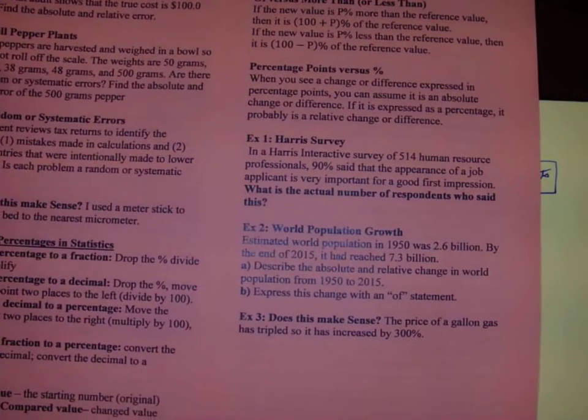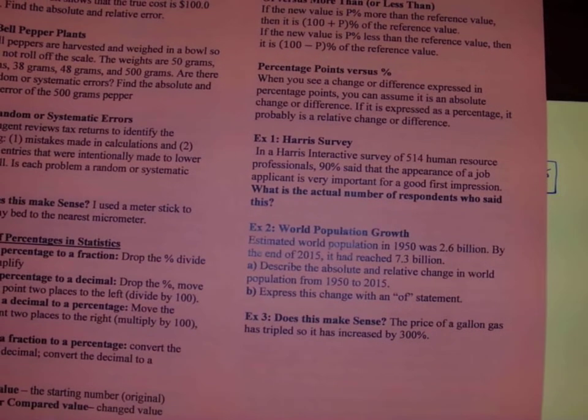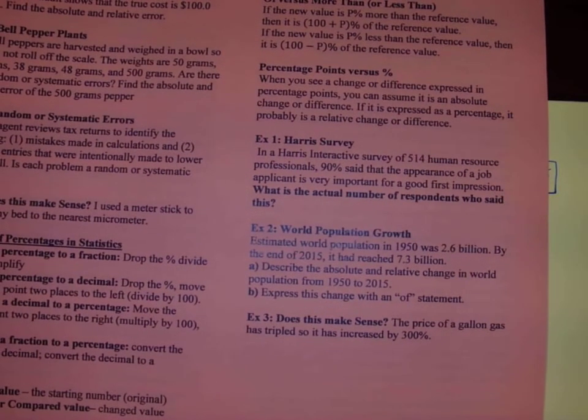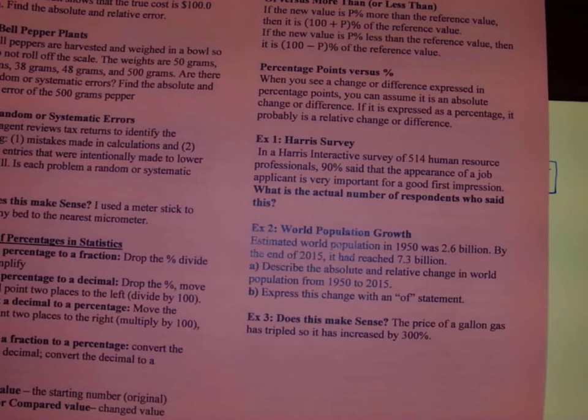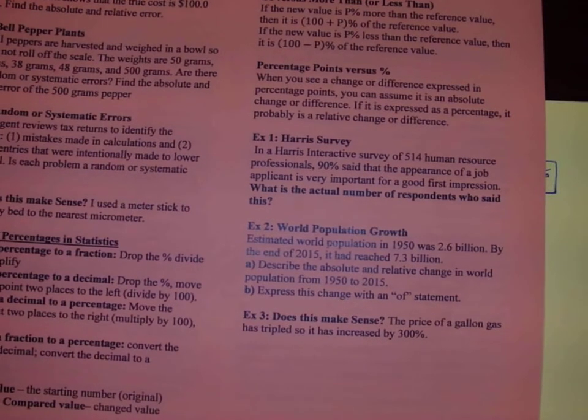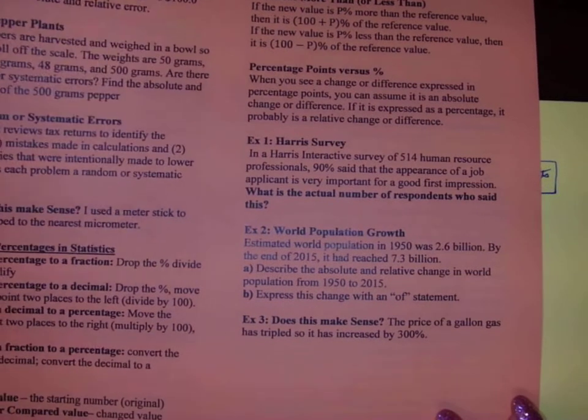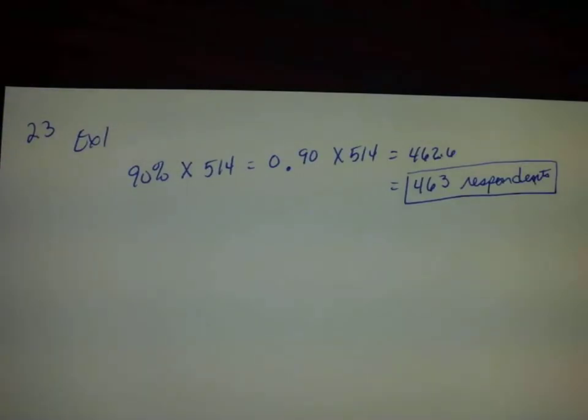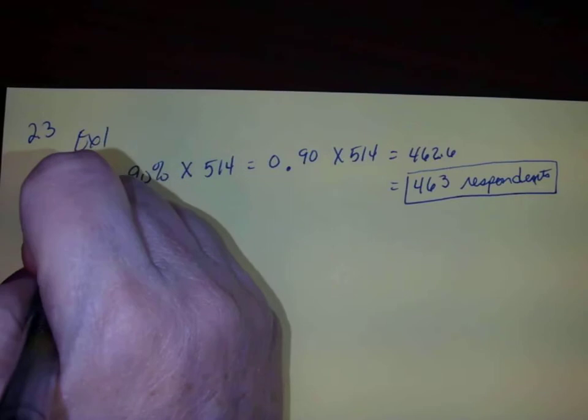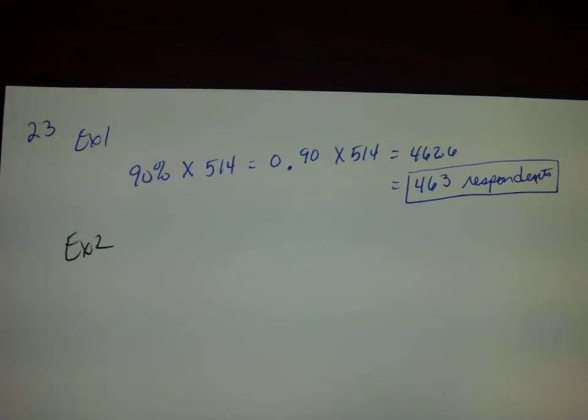So world population growth. Estimated world population in 1950 was 2.6 billion. By the end of 2015, it had reached 7.3 billion. Describe the absolute and relative change in world population from 1950 to 2015 and express this change with an of statement. All right, so example 2. So for example 2, first of all, we're going to look at our absolute change.